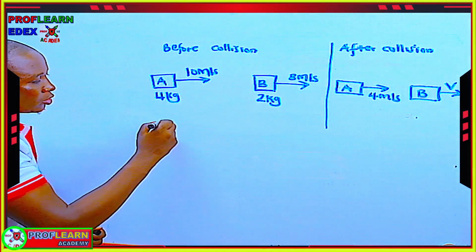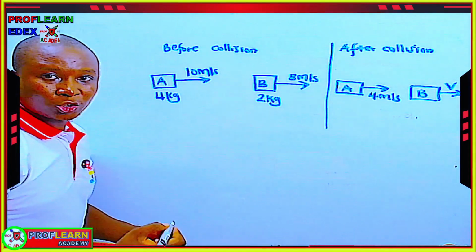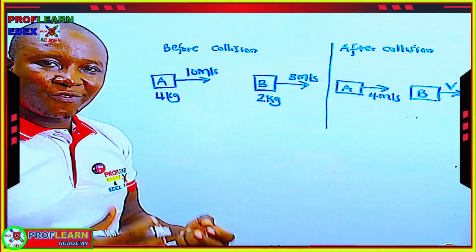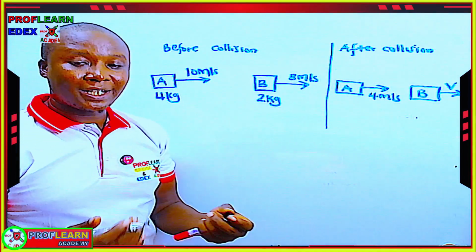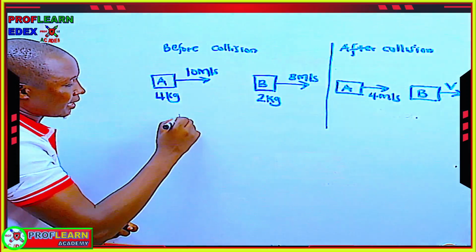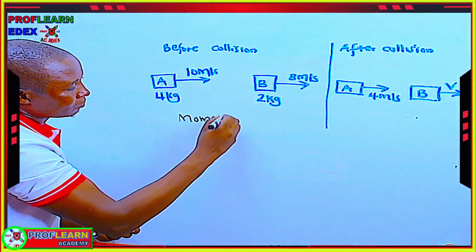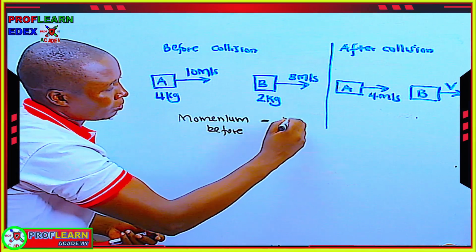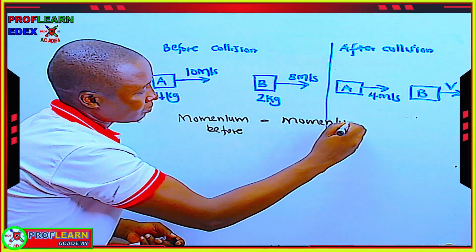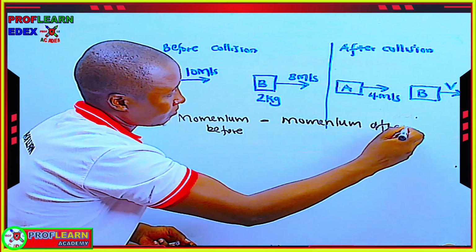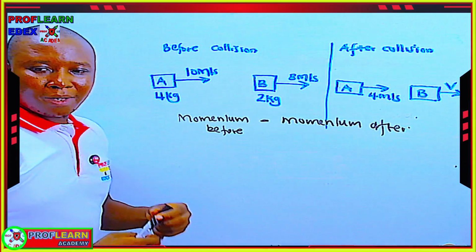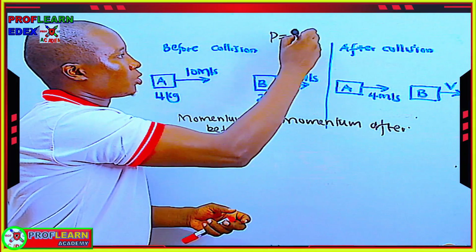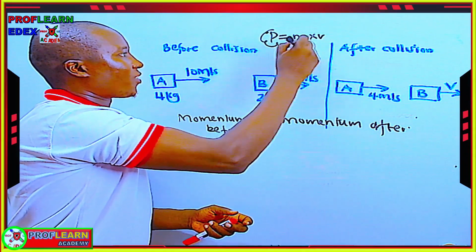In this particular question, we are going to use the principle of conservation of momentum, and the principle of conservation of momentum states that momentum before collision is equal to momentum after collision. So we are going to write that and say momentum before is equal to momentum after. So in this case, you need to remember that momentum is calculated by the formula momentum is equal to mass times velocity of an object.